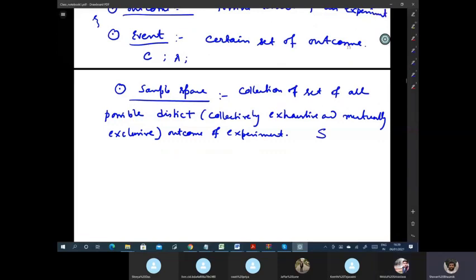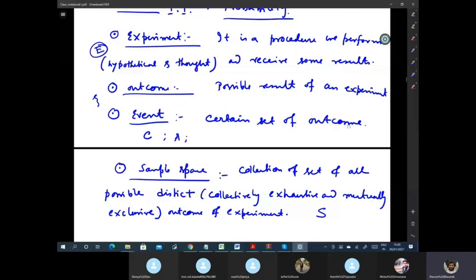So these are the few things. Now let's give some example. Can anybody speak and give an example? Suppose I am giving an experiment of rolling a die, a cubic die. So this is the experiment. Now can you tell what may be the outcome, what may be the event, and what may be the sample space? Anybody? Maybe Jafar?